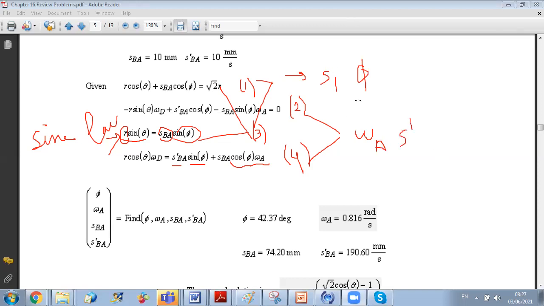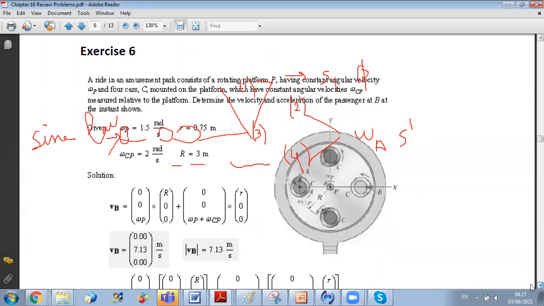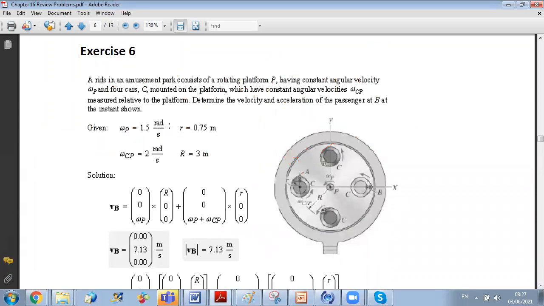Okay. Another problem. A ride in an amusement park consists of a rotating plate P having constant angular velocity omega p and 4 cars C mounted on the plate which have constant angular velocities omega cp measured relative to the plate. Determine the velocity and acceleration of the passenger at B at the instant shown.